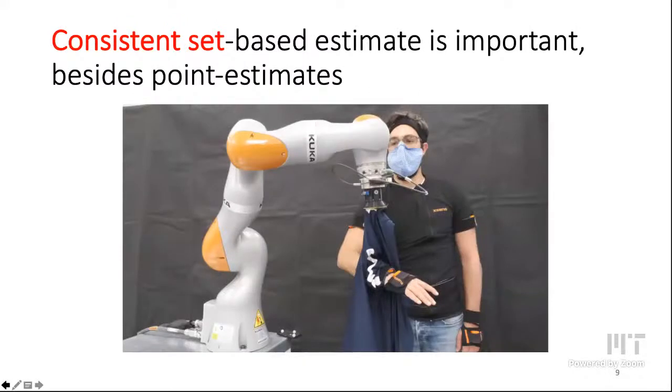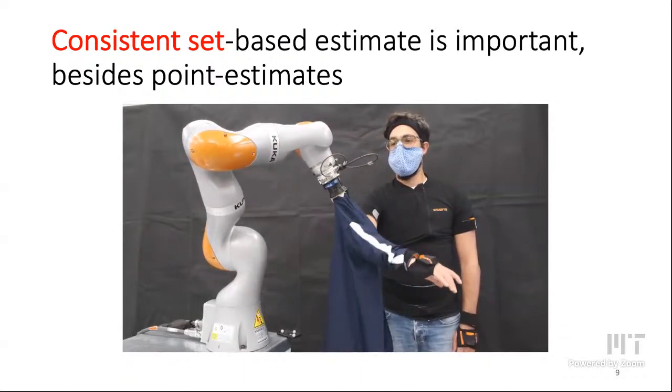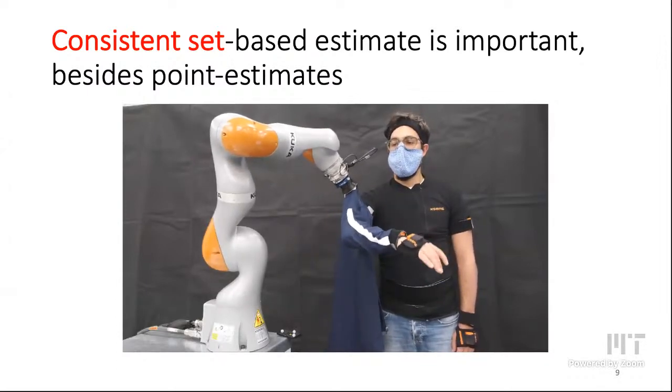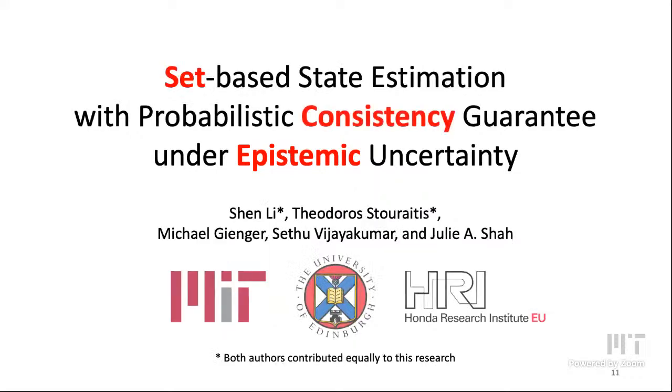Just as a motivation, as you can see in this video, the human is being dressed by the robot, and during the task will move his arm around. So it's very hard to expect the point estimate to be perfect all the time. Therefore, in this work, we consider the set-based estimate, and we want to make it consistent. Because the system is very complicated, we assume that our dynamic model and observation model are both learned, and we want to capture the epistemic uncertainty during this task. Therefore, we have this title: set-based state estimation with probabilistic consistency guarantee under epistemic uncertainty.